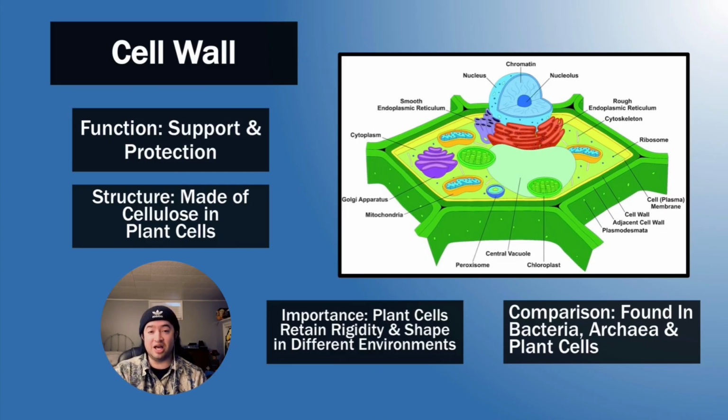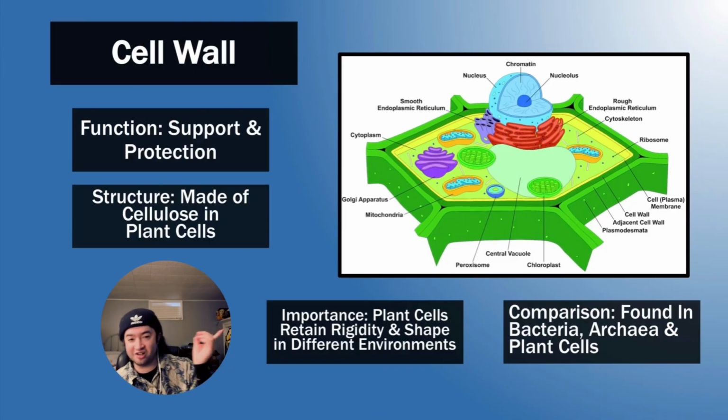For example, in a hypotonic environment, water would rush into the cell, normally causing the cell to swell up and burst. However, because plant cells have that cell wall, they're able to retain their shape and actually not burst, giving them just extra support.